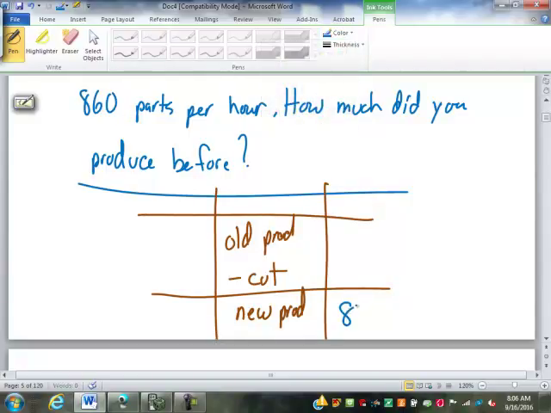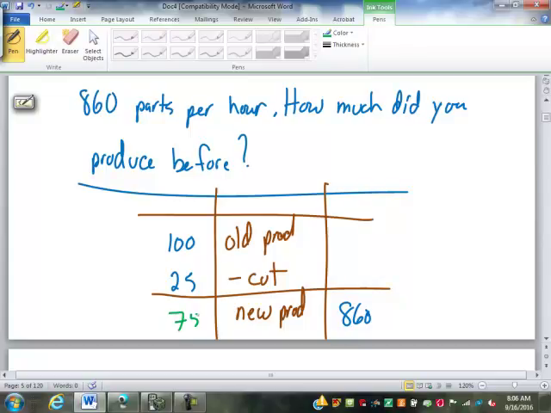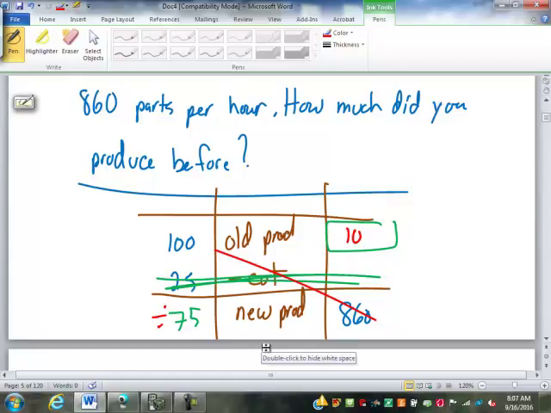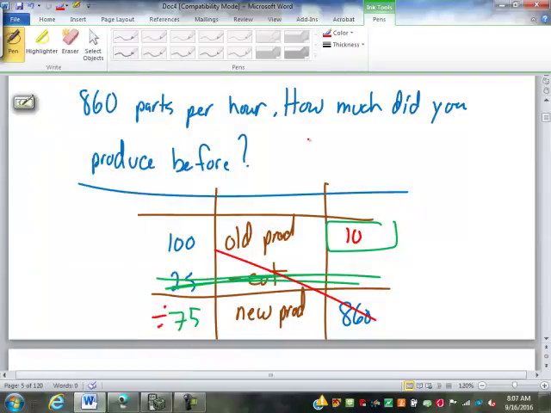New production is 860. The cut was 25%. Old had to be 100%, so that makes the new 75%, just 100 minus 25. We're looking for what the old rate was here, so I don't need the cut anymore. So now 100 times 860 divided by 75 is 1146.666, and a third, 2/3, I'm assuming. Yeah, 1146.67. I didn't plan that out very well, did I?